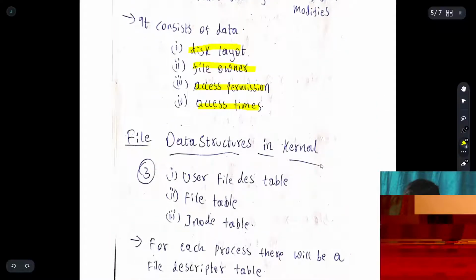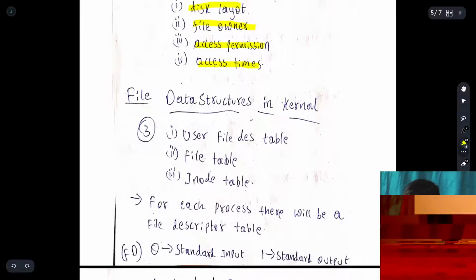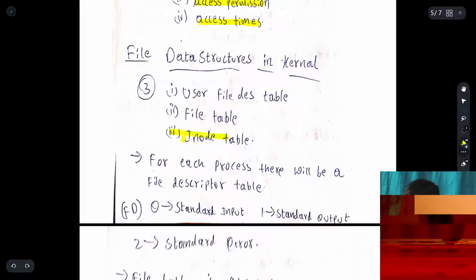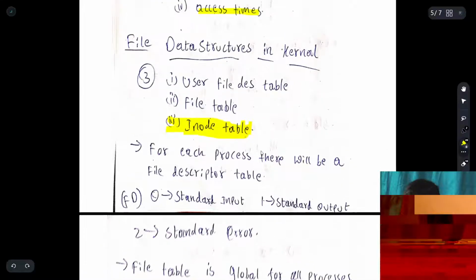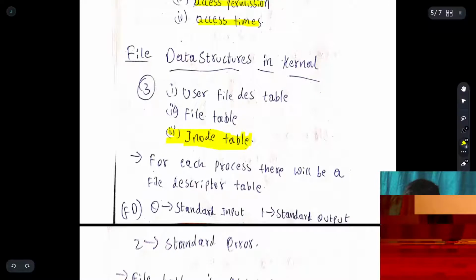And then file data structures in the kernel. There are three types of data structures: the user file descriptor table, the file table, and the inode table. The inode table is nothing but a separate table of unique values for a particular process or particular data structure. For each process there will be a file descriptor table, so each process will have a different file descriptor table.